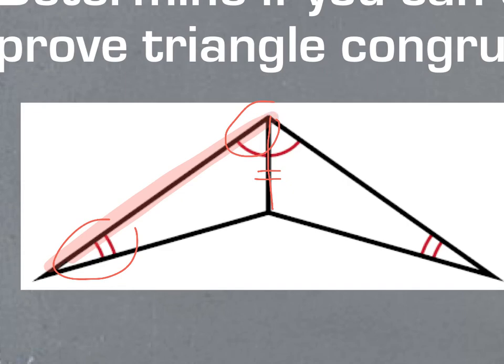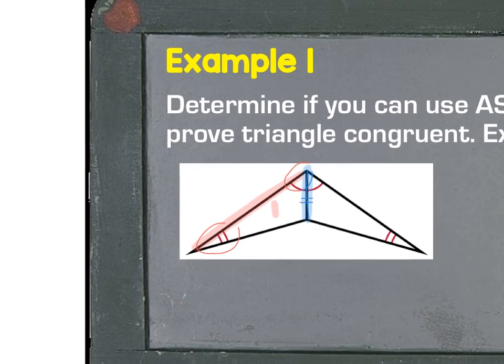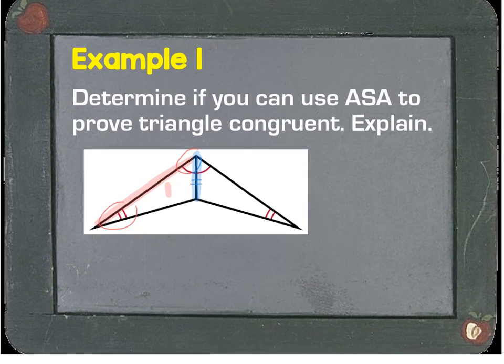We're just looking at one triangle. So the included side would be this left side in this triangle number 1 here. But this side isn't included, so this blue side isn't included in between those two angles. So in this example, we cannot use ASA to prove that the triangle is congruent. Why? Because that side isn't included in between those two angles.